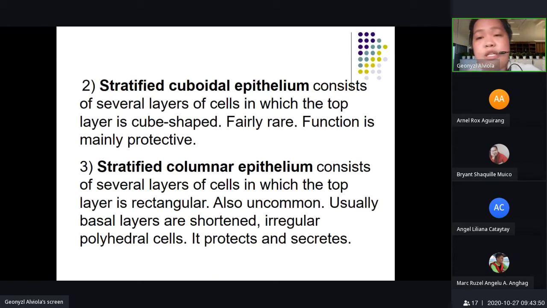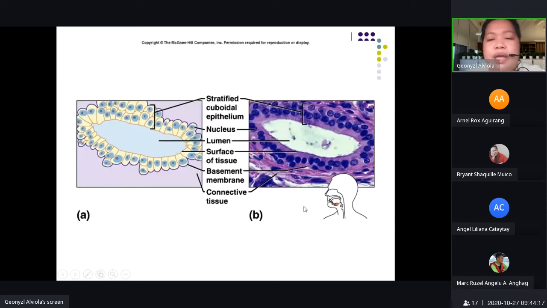Another type of epithelium, stratified cuboidal epithelium, consists of several layers of cells in which the top layer is cube-shaped. But this is rare. We also have stratified columnar epithelium, which consists of several layers of columnar, rectangular cells, and it is also rare like the stratified cuboidal epithelium. Here we have the submandibular glands, which consist of stratified layers of cuboidal cells.